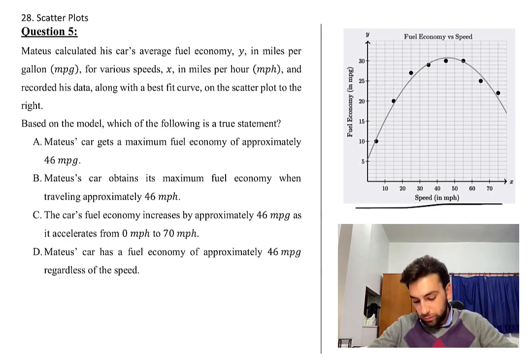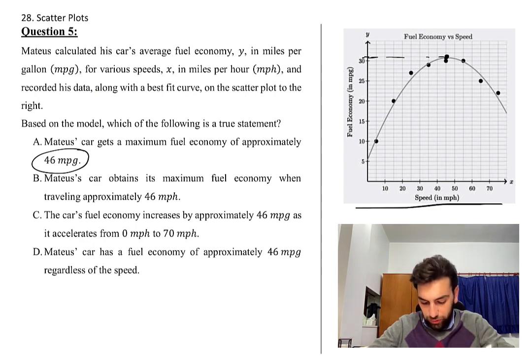And we have the best fit, which looks like a parabola that is concave down. If we look at choice number A, they are saying Matthew's car gets a maximum fuel economy of approximately 46 miles per gallon. The maximum is always at the vertex. So the maximum value at this vertex is not 46, it's roughly 33, for example. So accordingly, choice number A is wrong.